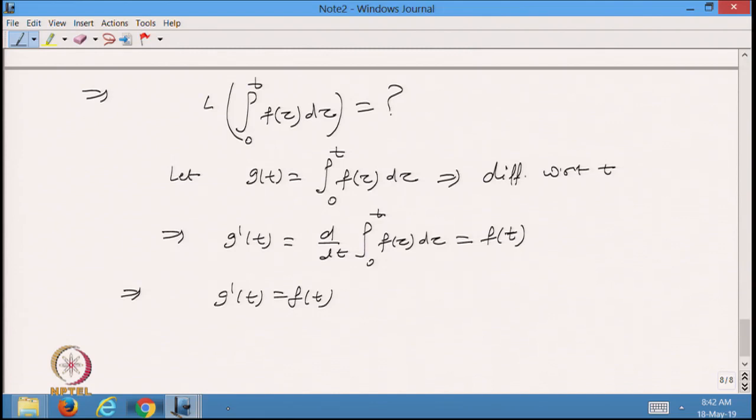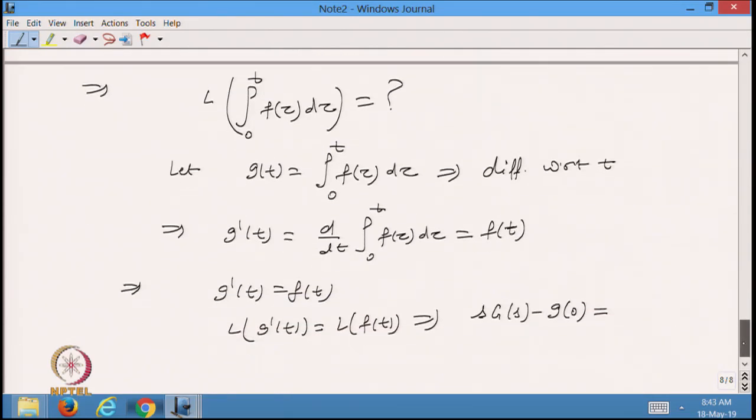Now, I know the Laplace transformation. So, the Laplace transformation of g dash t is equal to the Laplace transformation of f t. So, the Laplace transformation of g dash t is what? It will be s G of s minus g of 0 is equal to the Laplace transformation of f t. So, this I can write as F of s.